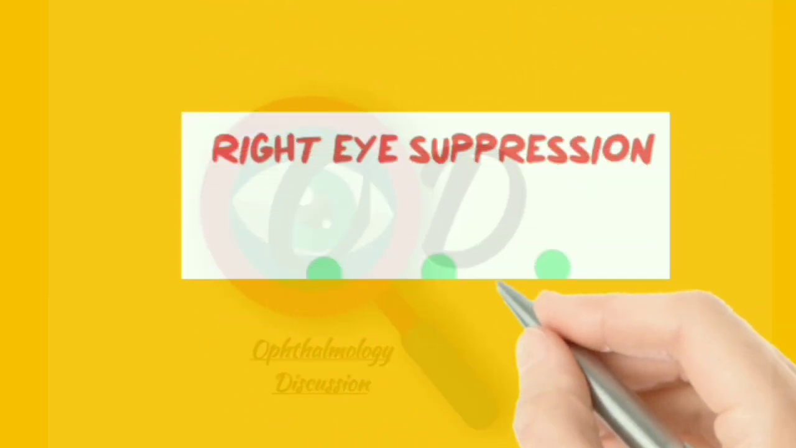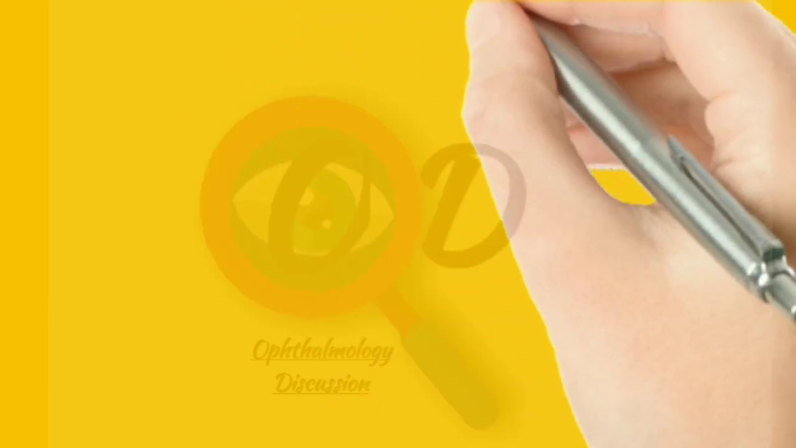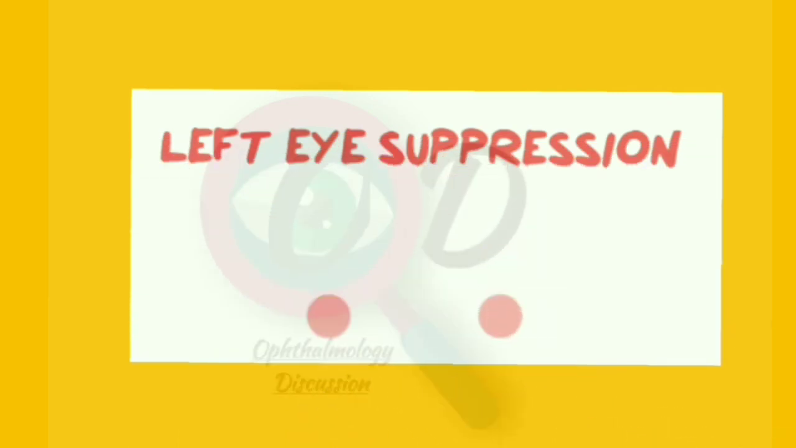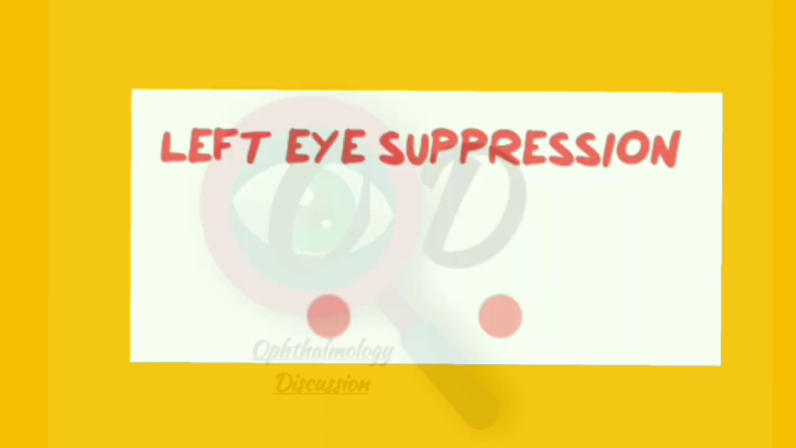Then the right eye suppression. How can we judge right eye suppression? Whenever we see only the 3 green lights, the left eye is getting suppressed, and then we see only the 2 red dots. Okay, so these are the diplopia conditions by the Worth four dot test, and suppression also.